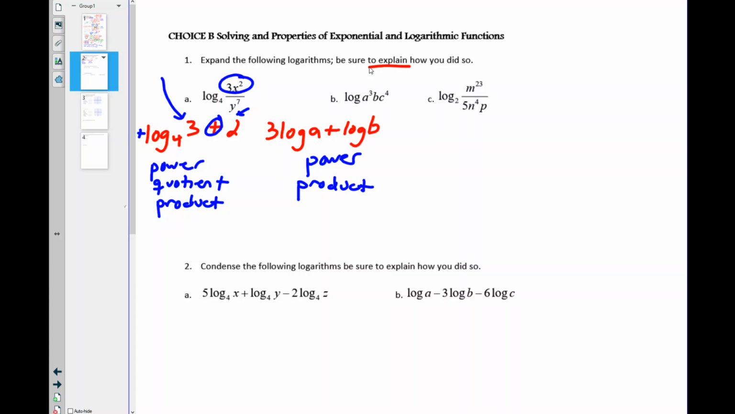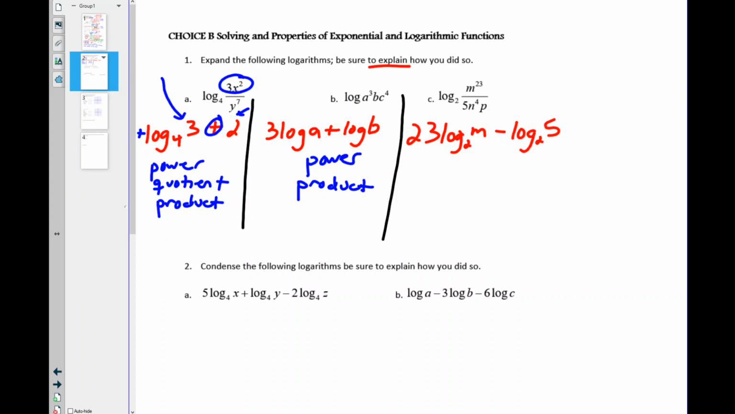Stephanie, Felix, let's see if you can do the next one. What am I going to write first? No. Good. 23 comes first. Then log base 2 of m. Okay. No plus. Minus, good. No, because that 5 is not a power. Minus log base 2 of 5.